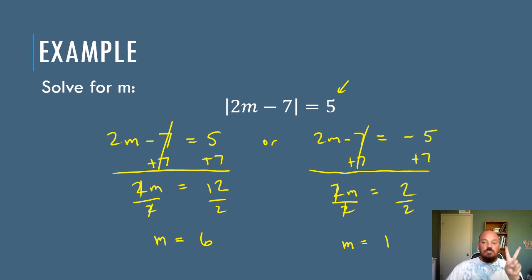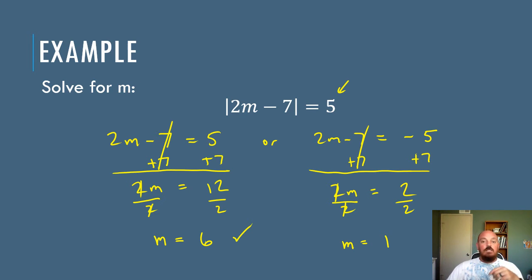So you guys got two answers for this question, 6 or 1. If you go back in and plug them in, you can check them again. Like if I try 6 for m, I would have 2 times 6 is 12. 12 minus 7 is 5. Absolute value of 5 is 5. So the 6 definitely works.